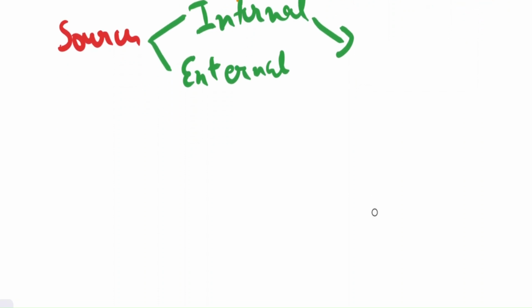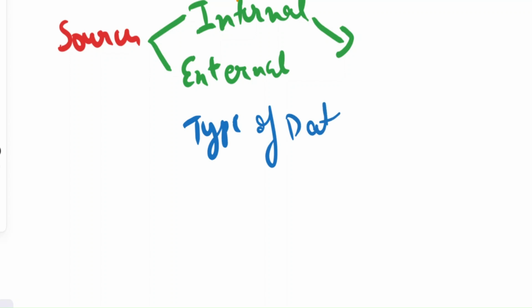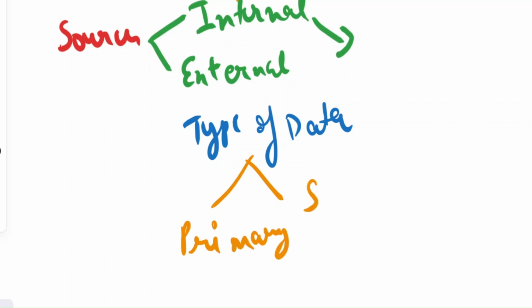Let's talk about the types of data. There are basically two types of data. One is primary data and second is secondary data.